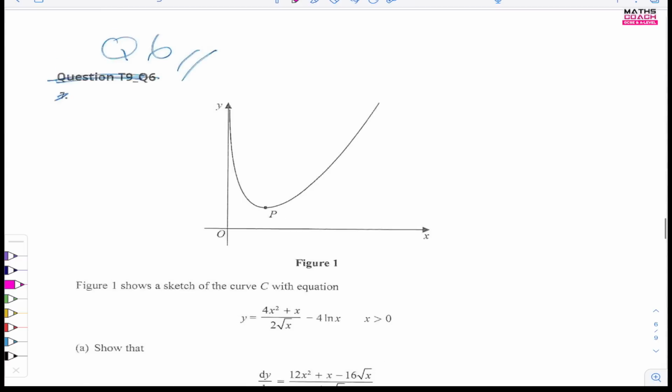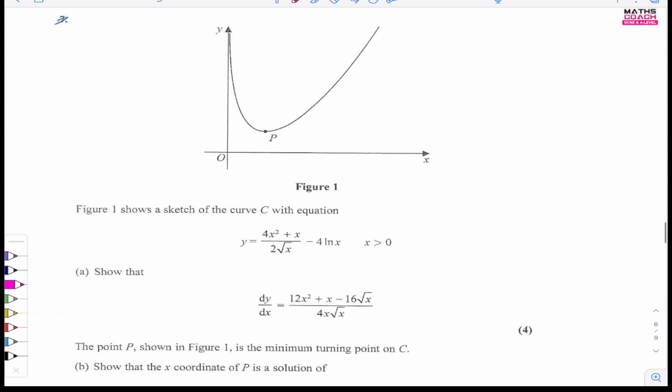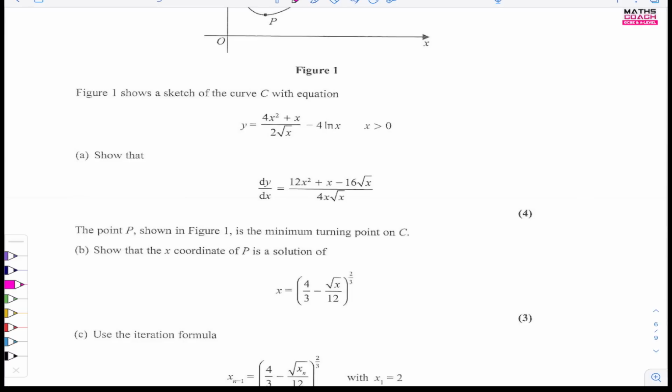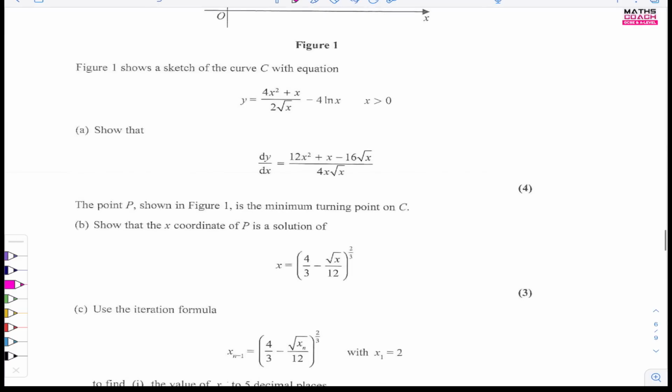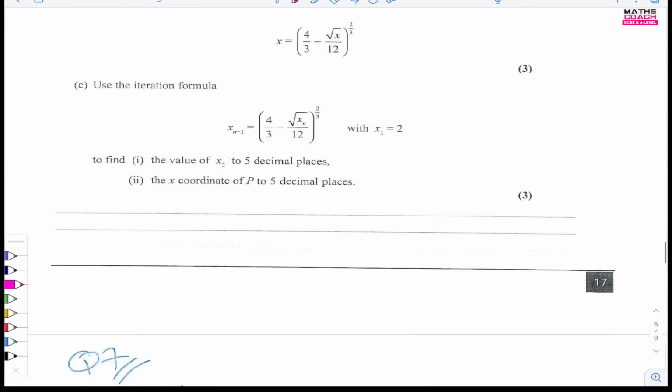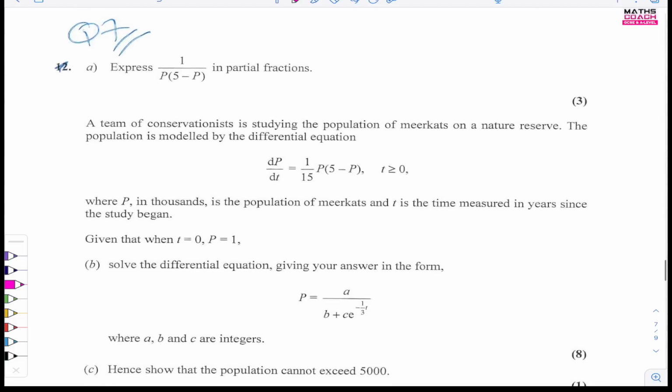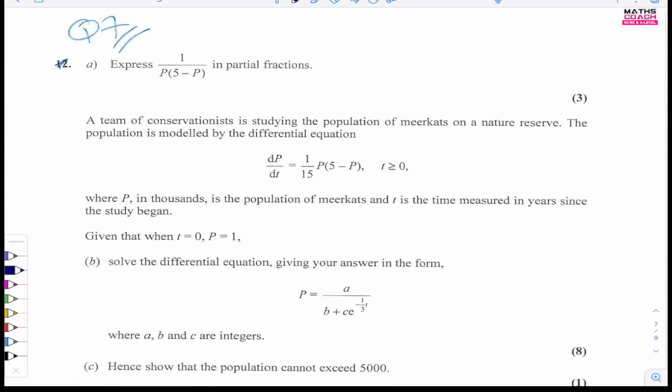I'm skipping question 6 because I just realized that this topic was covered in the Pure 1 exam. So iteration using a turning point. So let's jump to question 7. So express as partial fraction, and then if you look at the second part, it's the differential equation. So because the partial fraction is involved in part A, it means that when you rearrange, you shouldn't get a partial fraction for the second part.